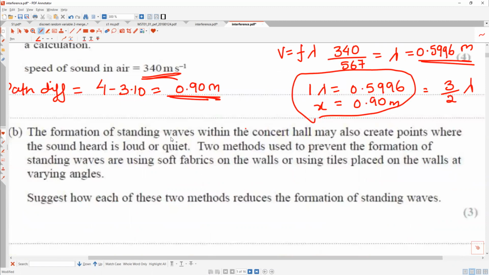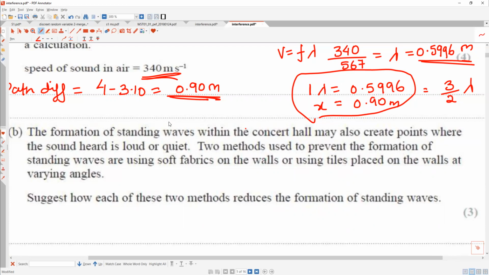The formation of the standing waves within the concert hall may also create points where the sound heard is loud or quiet. If standing waves form in your hall, there is going to be some region where you can hear the sound and some where you cannot, due to the formation of standing waves. Standing waves have nodes and antinodes. If it is an antinode, you are going to hear. If it is a node, you cannot hear because they cancel each other out.